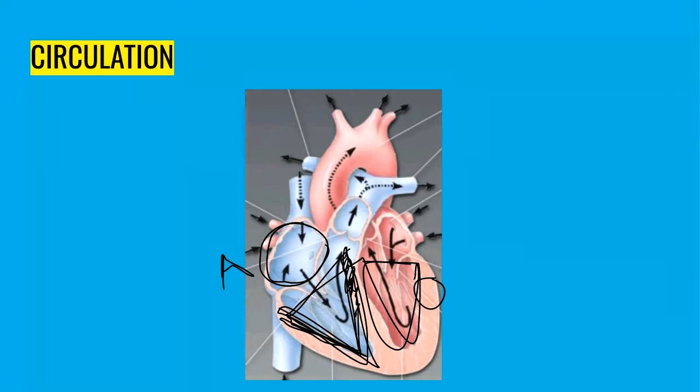I'm trying to draw that. I remember atrium as a circle because in Metrotown, the mall, there's the atrium court and it's in a circle. So that's how I remember it. That's a good way to remember it.